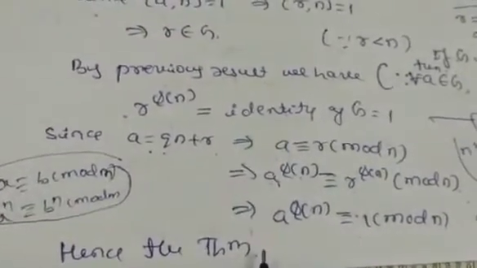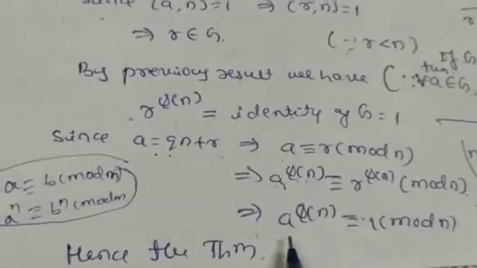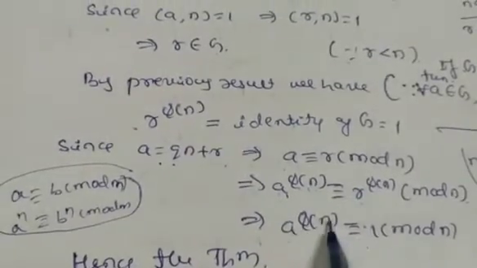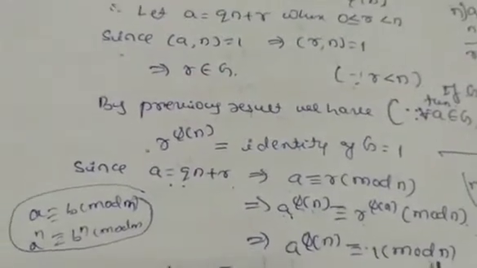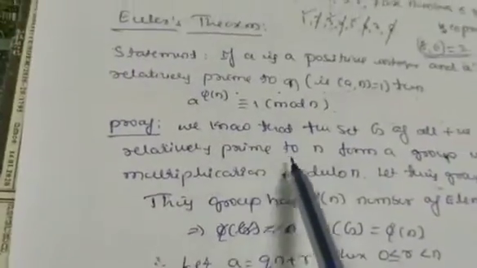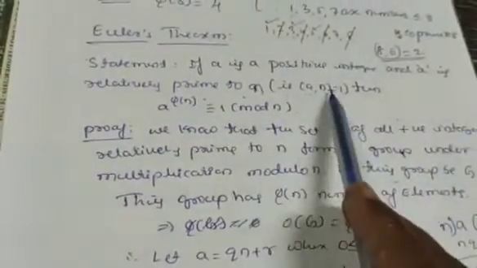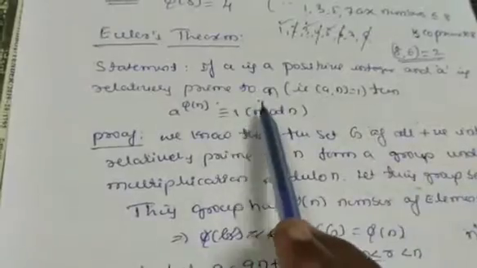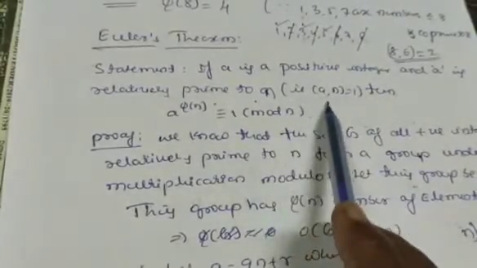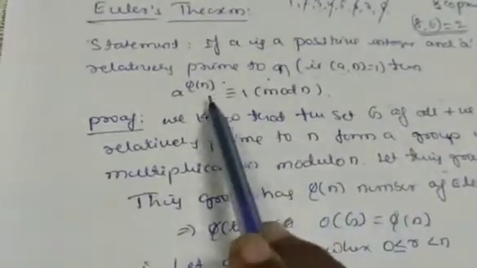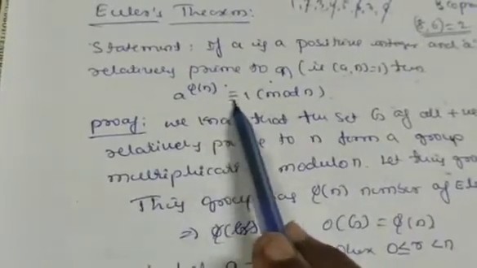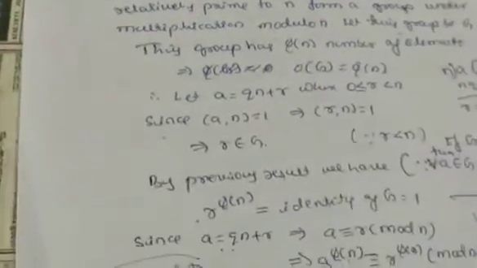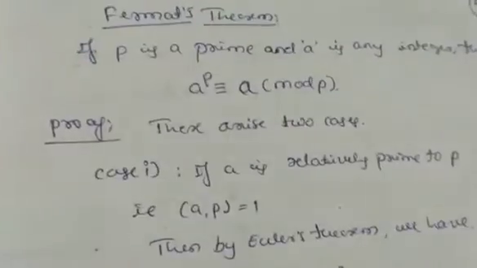So this is our proof. That is, a to the power of phi of n is congruent to 1 mod n, where a is a positive integer and a is relatively prime to n, that is GCD of a and n is equal to 1. Then a to the power of phi of n is congruent to 1 mod n. So this is the proof of this theorem.